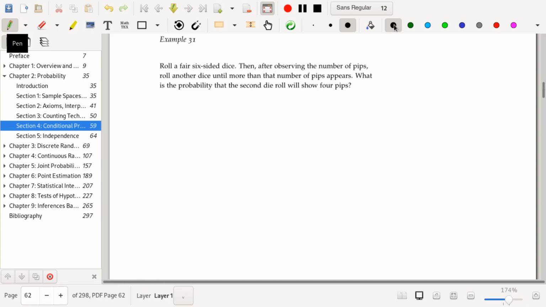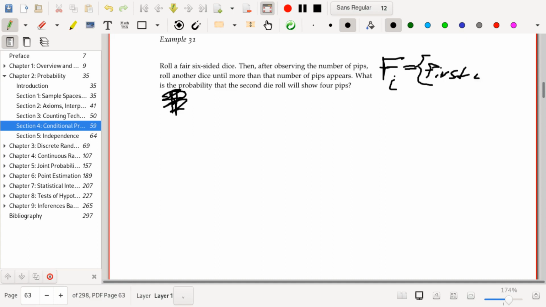So we're going to work here with, let's see, we'll denote the result of the first die roll with Fi. So Fi is the event where the first die is i, and Li is the event that the last die is i.